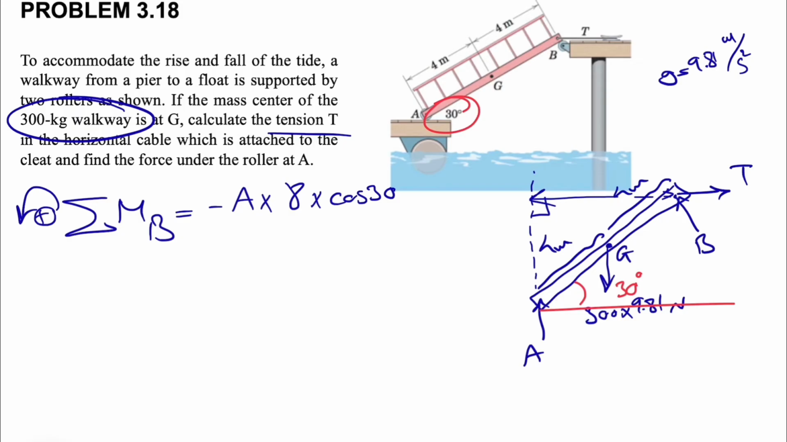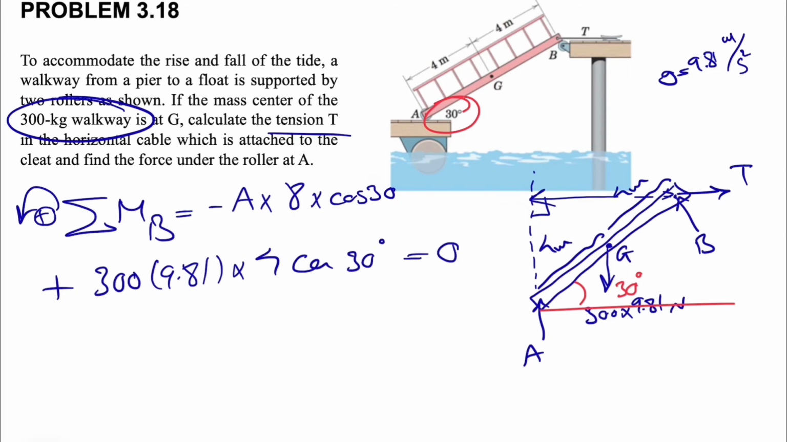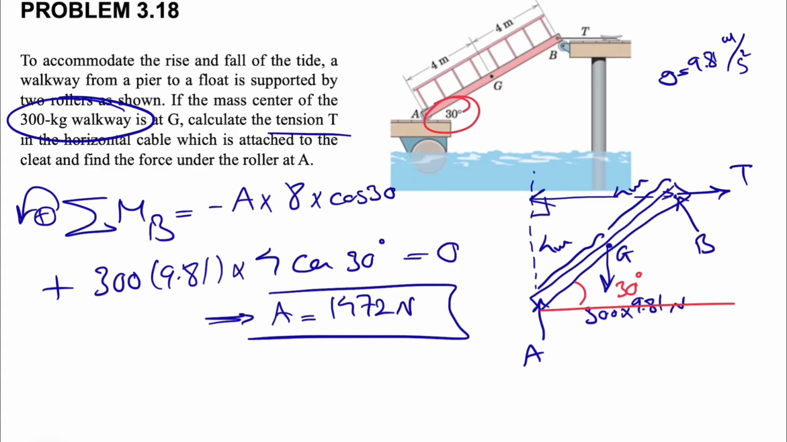And there's also the moment of G, but this time G will be a counterclockwise moment, which is positive. Again, we know 300 times 9.81 is the force in Newtons, and this time we have half of the distance that we had for A, which will be 4 cosine of 30 degrees, equals 0. And here the only unknown would be A, and if we calculate this, we'll get 1472 Newtons for A. So we found one of the unknowns.